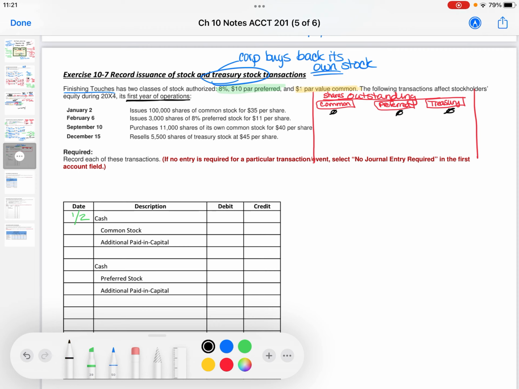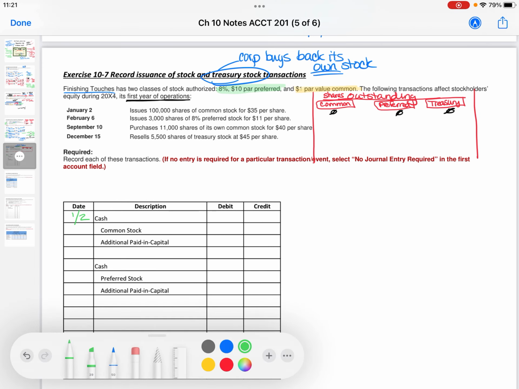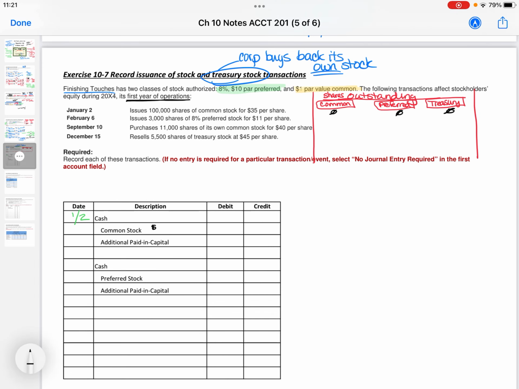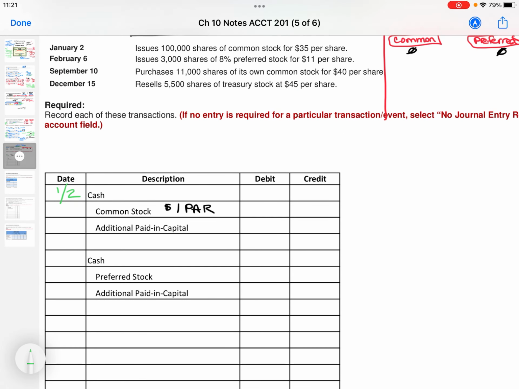Okay, now I've sold on January 2nd. I sold common stock. It does have a par value, so I need to make sure to include that in this entry. It does have a $1 par. So for my calculations for this first one, selling 100,000 shares, I'm selling them at $35 a share. That's my sales price. So that means I have $3,500,000 of cash.